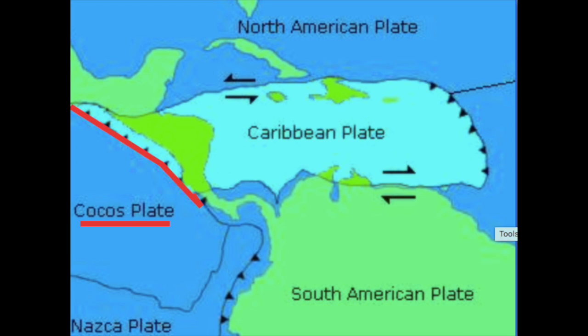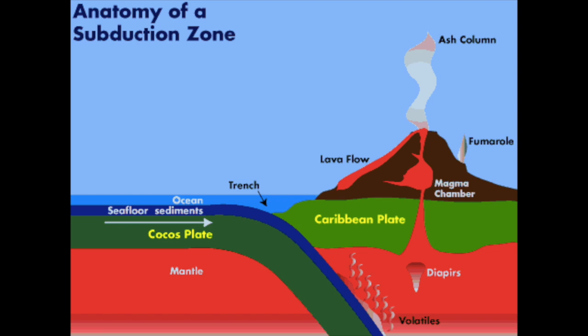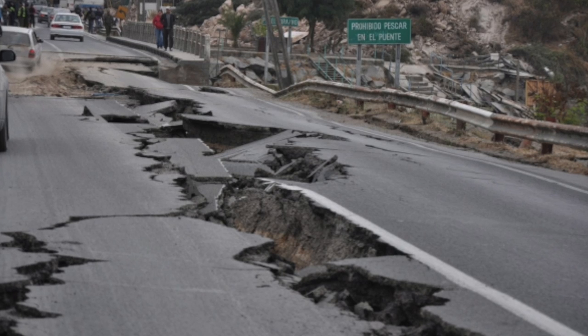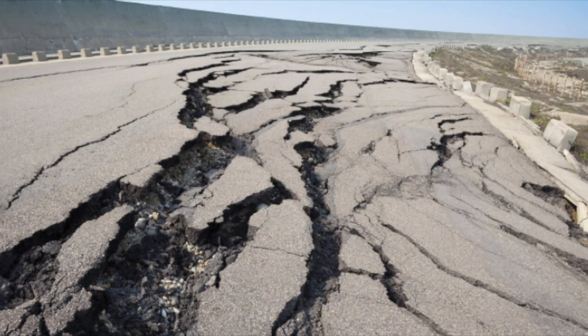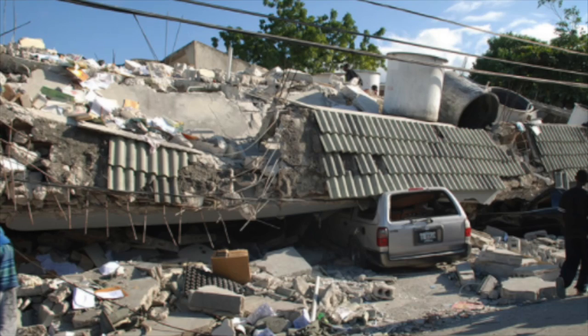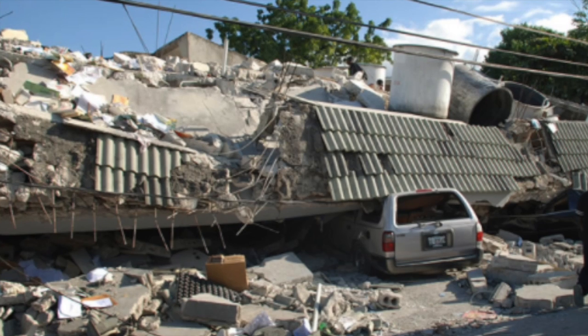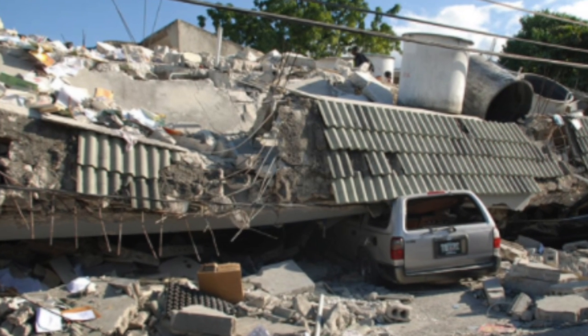On the western border of the Caribbean Plate lies the Cocos Plate. It is subducted beneath the Caribbean Plate, which forms the Central American Volcanic Arc. Earthquakes often occur at these convergent boundaries since magma is less dense than the surrounding rock. The magma rises to the surface, breaking through the rock as it moves, which generates earthquakes.